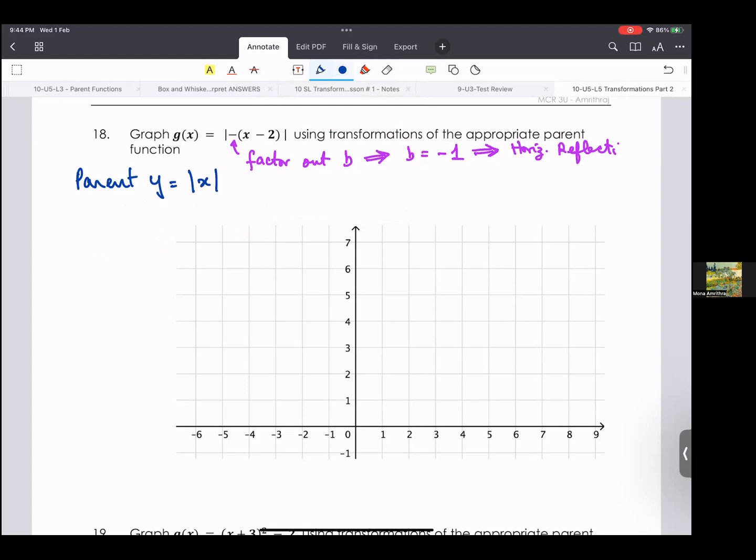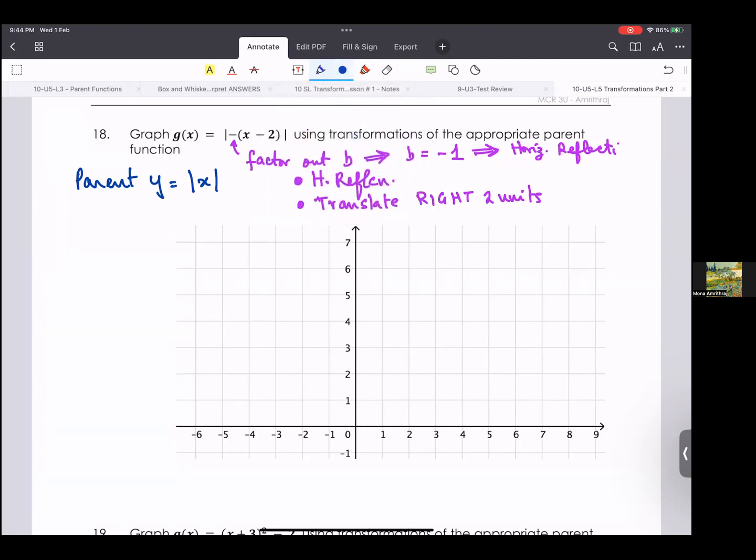So on top of the first transformation, the horizontal reflection, we also have a horizontal translation to the right. So basically translate right 2 units. We're going to just move this over. Before we do anything, we need to sketch the parent graph.